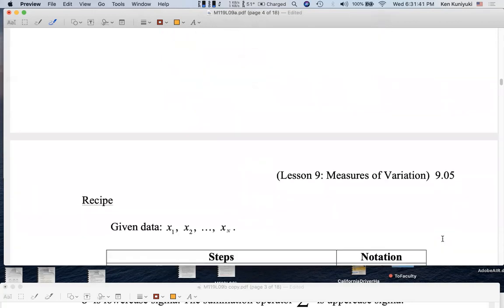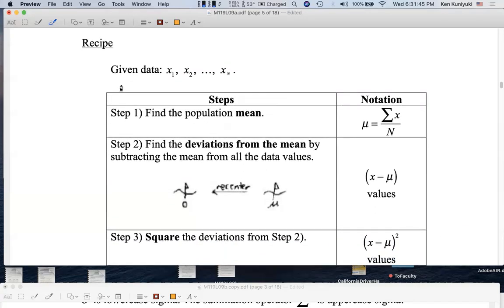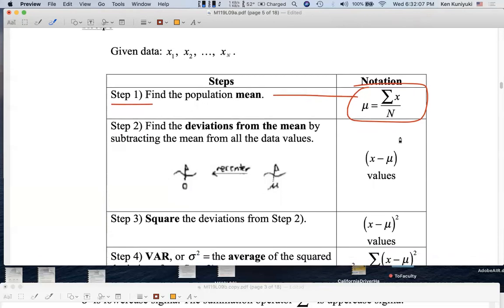All right. So here are the steps. It's a recipe. Given capital N data values, x sub 1 through x sub n, step 1 is to find the population mean, mu. So I'm going to write out the steps in the left column. The notation will be in the right column. This is our classic formula for population mean. You take the sum of the data values, divide by the population size.